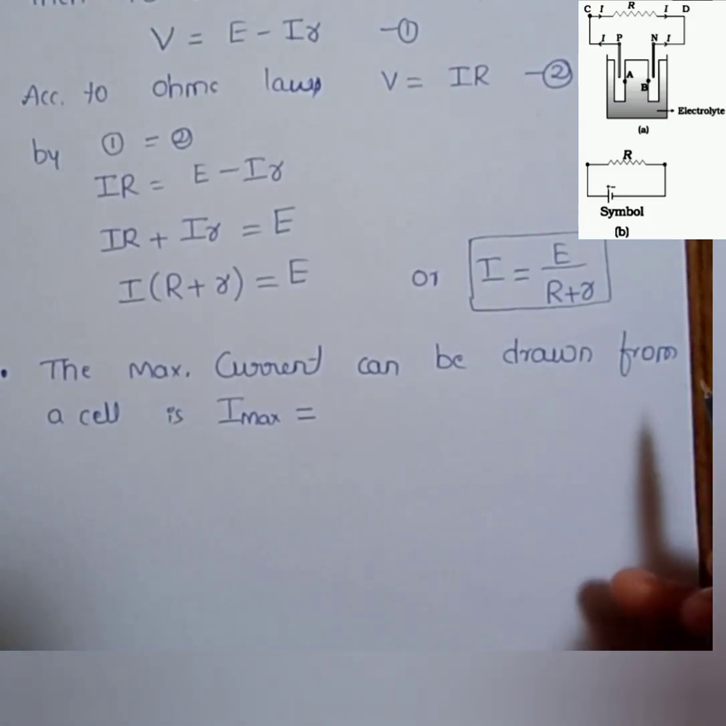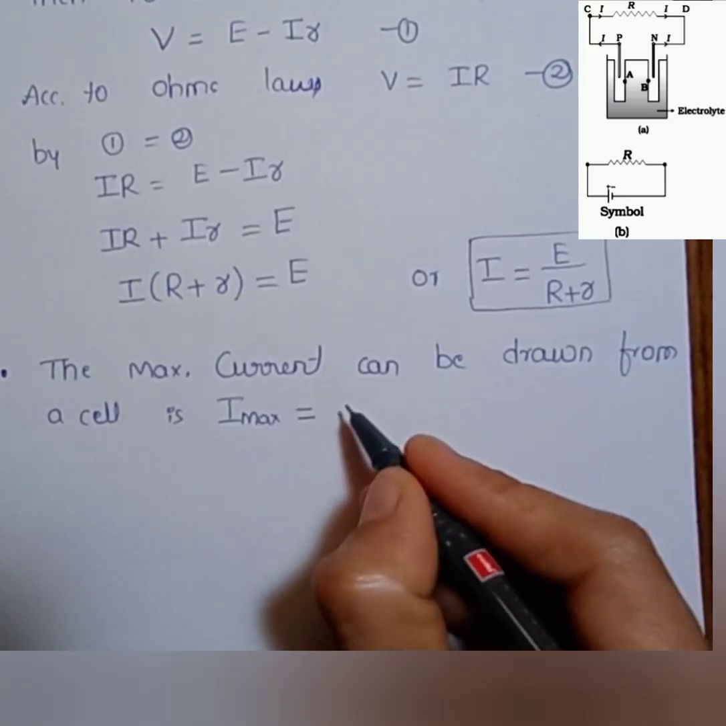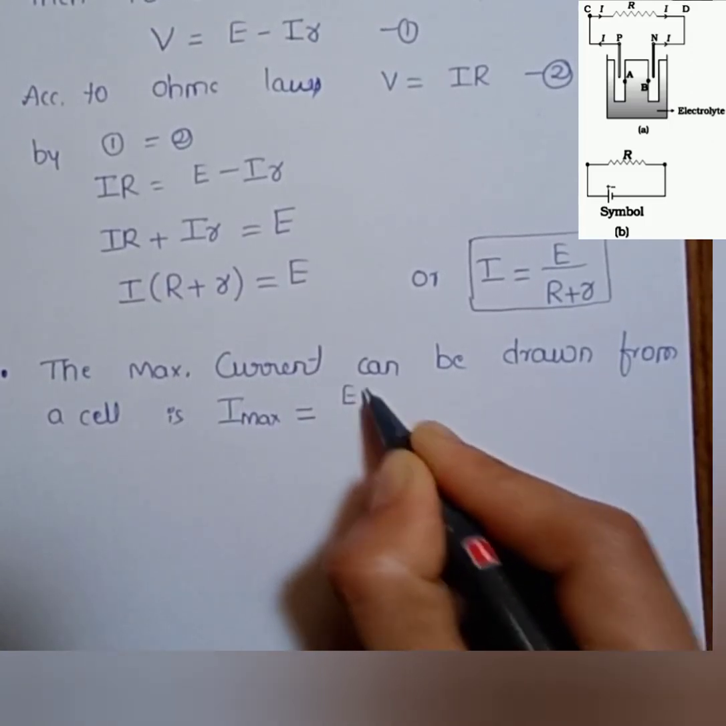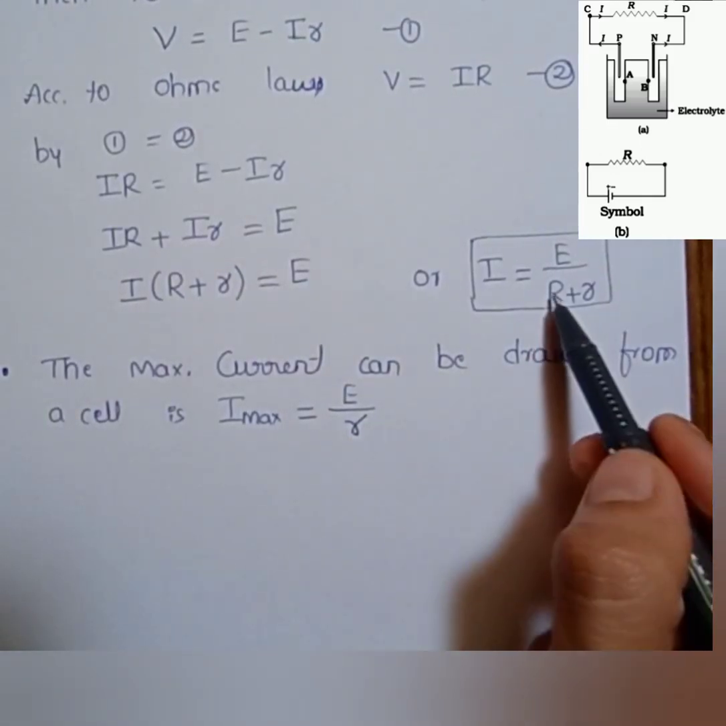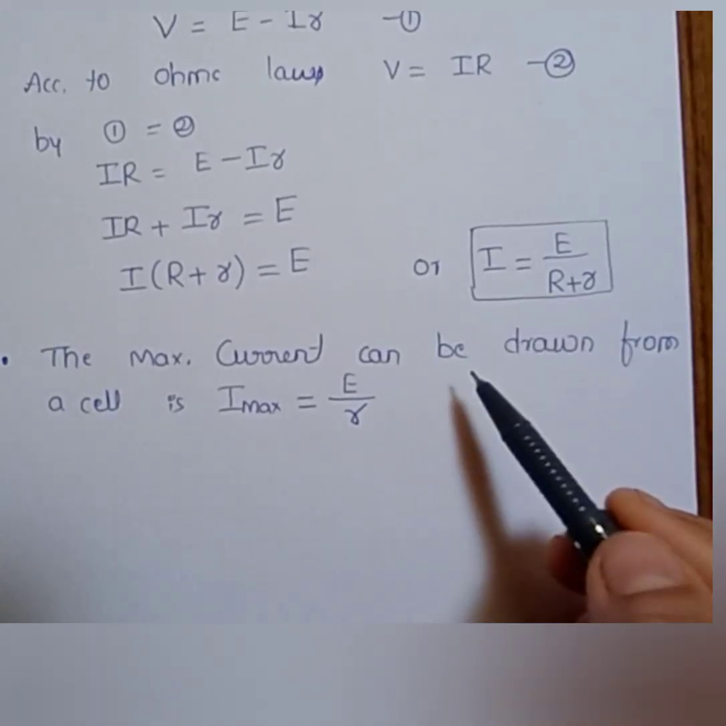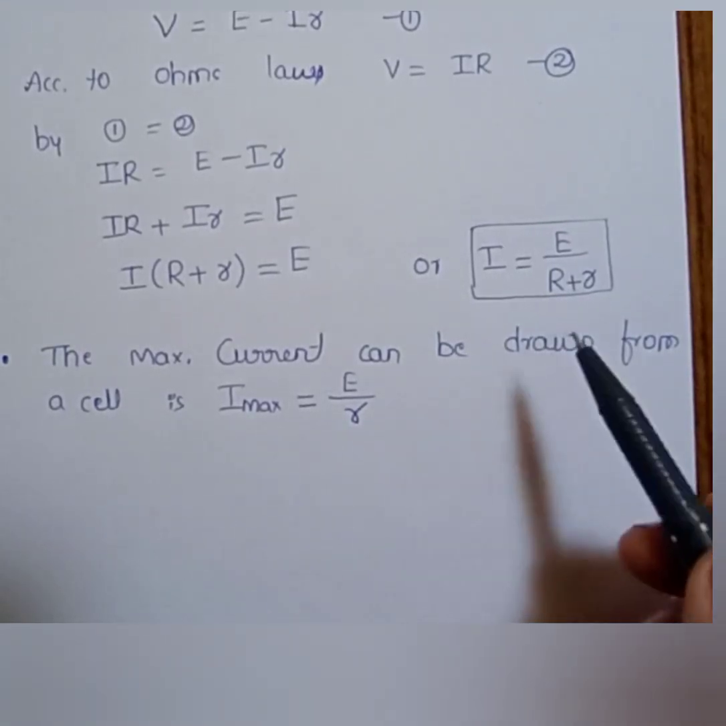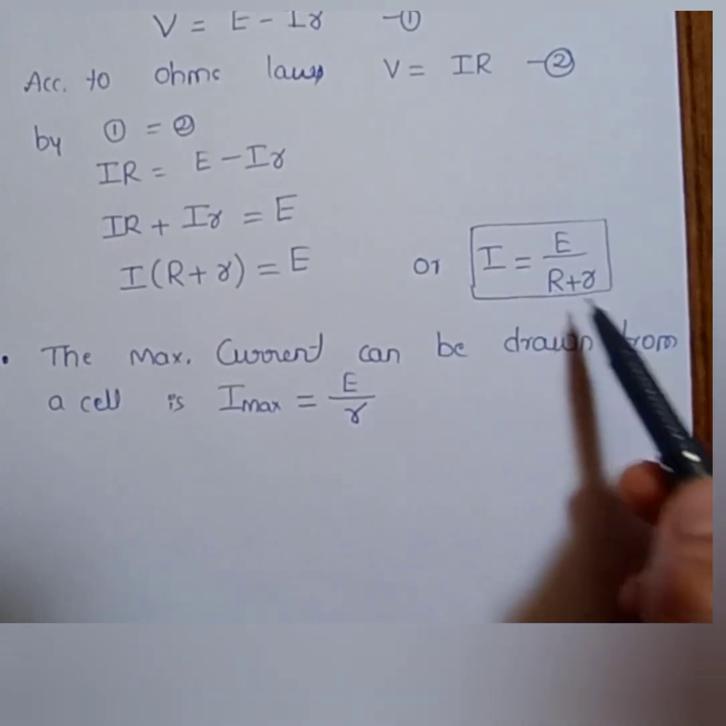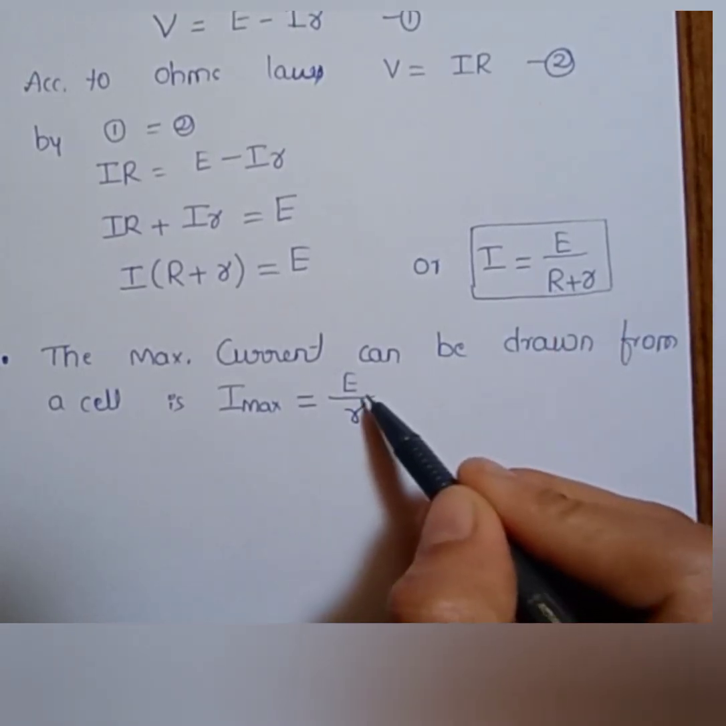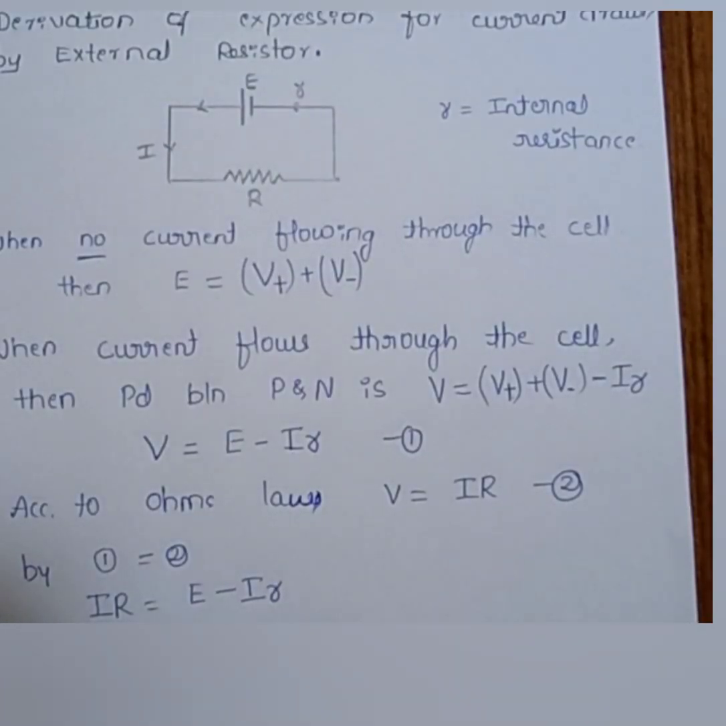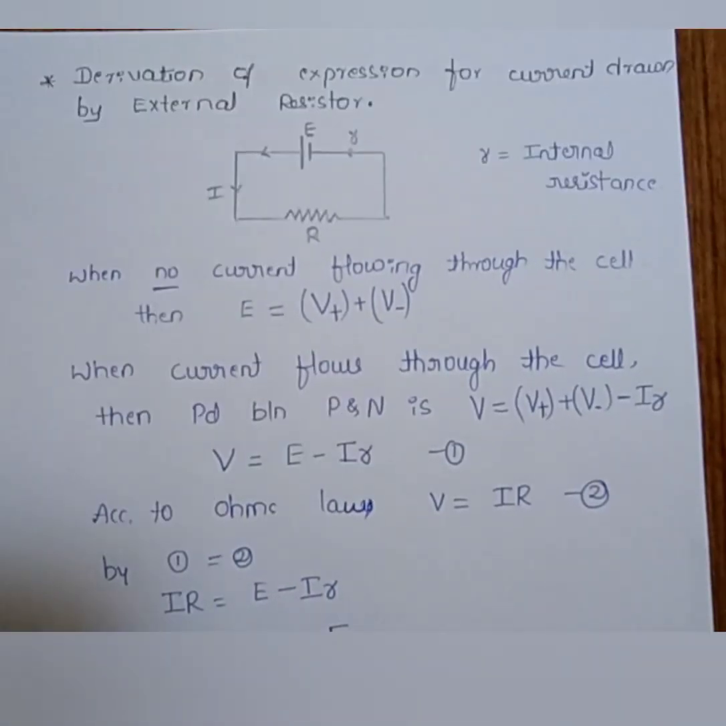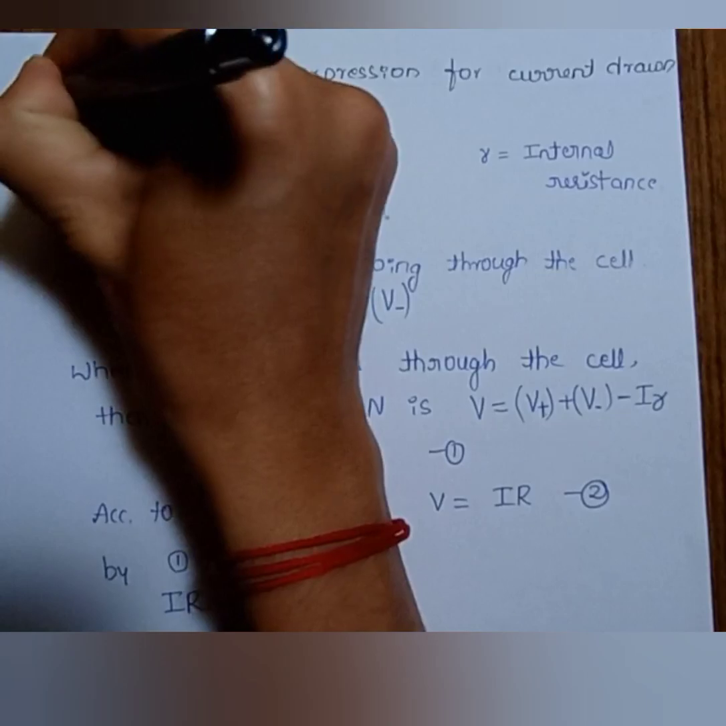When the maximum current is drawn from the cell, I max gives the value E divided by small r, because capital R is equal to 0. Maximum current drawn from the cell means that the cell is short circuited, which gives capital R equal to 0. So I max is equal to E divided by small r. In most cells, the maximum allowed current is much less than E divided by small r to prevent permanent damage to the cell. And this derivation is very important for 3 marks.